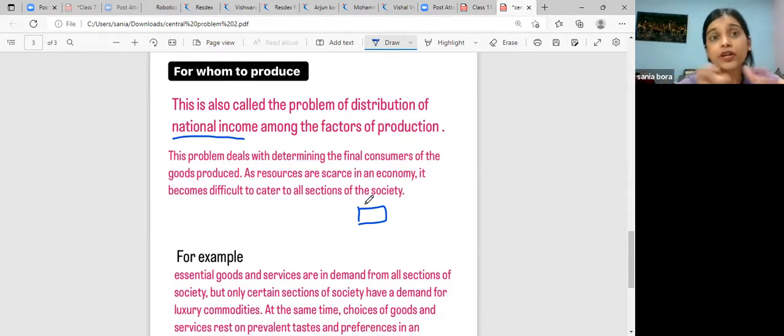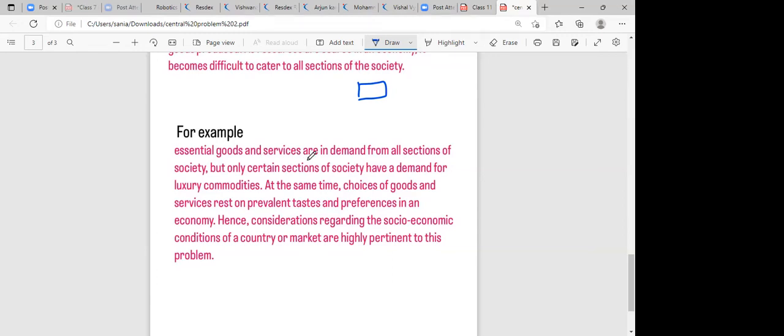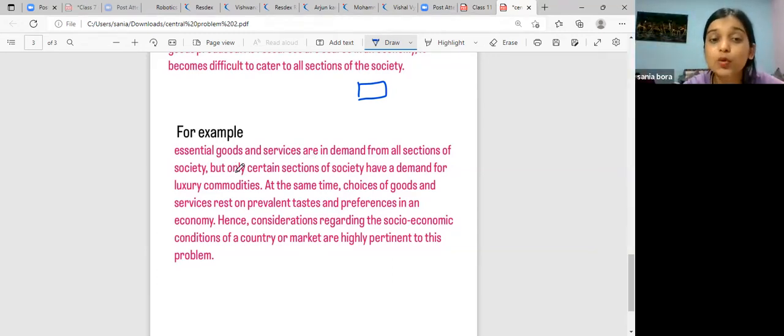For the poor section, for the rich section, for the middle class family: for whom to produce, this situation comes. Now, for example, essential goods and services are in demand for all sections of society. There are a few essentials like water, food, medicine. No matter whether you are rich, poor, or middle class, essential goods are in demand for all sections of an economy. But only a certain section of society has a demand for luxury commodities. Essential goods, everyone is demanding. But luxury goods, who is demanding? Only rich people are demanding.